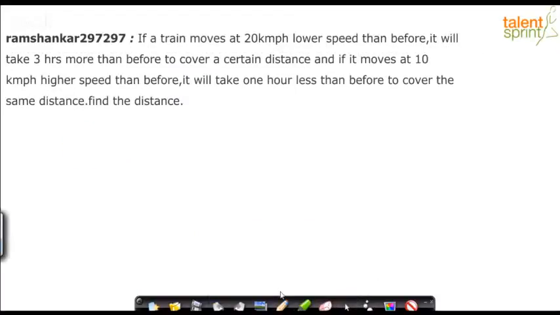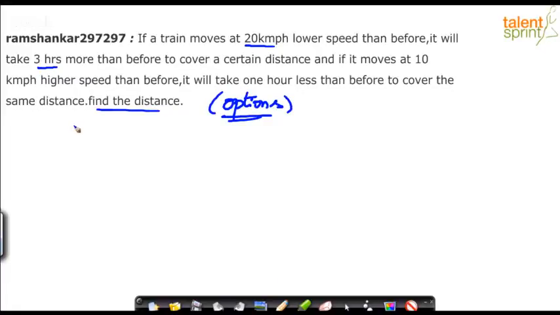Next question. Next question is from Ram Shankar. If a train moves at 20 kilometers per hour lower speed than before, it will take 3 hours more than before to cover a certain distance. And if it moves 10 kilometers per hour faster than before, it will take 1 hour less than before to cover the same distance. Find the distance. Please give me the options. The easiest way to solve this question would be to use the answer options. You're getting it, Ram Shankar? If options are available, solving this question becomes much easier. Otherwise, you'll have to solve it, and equations have to be framed.